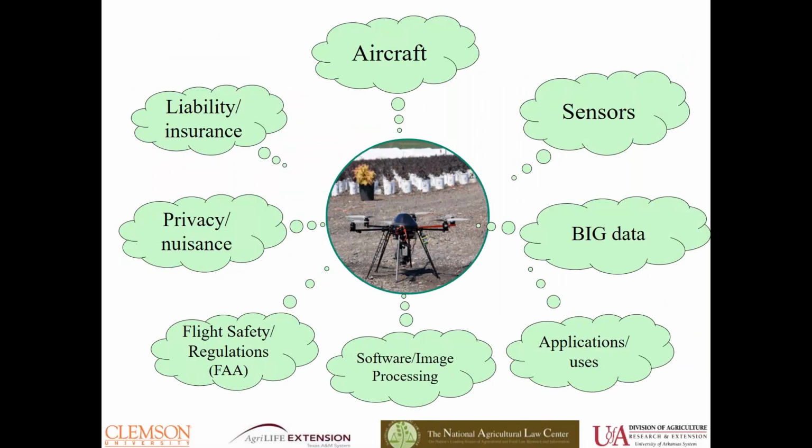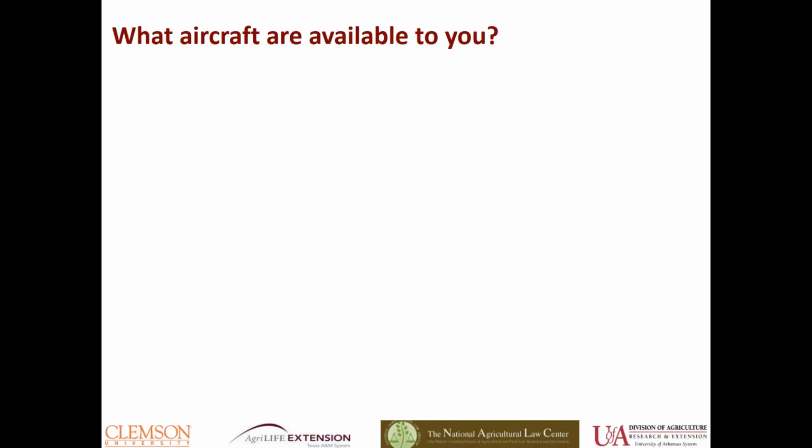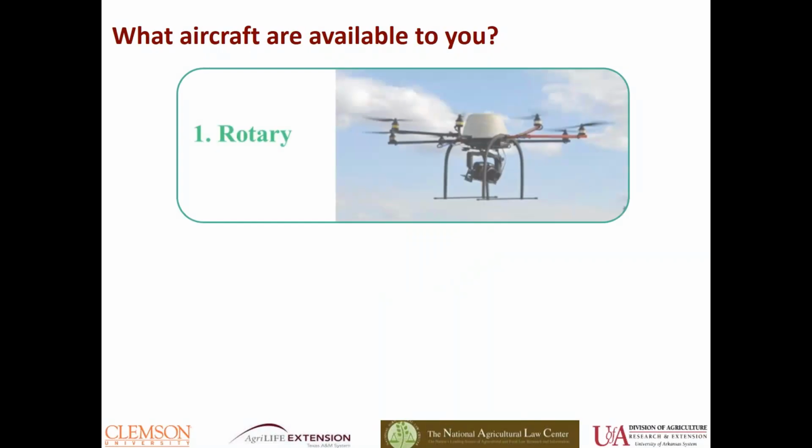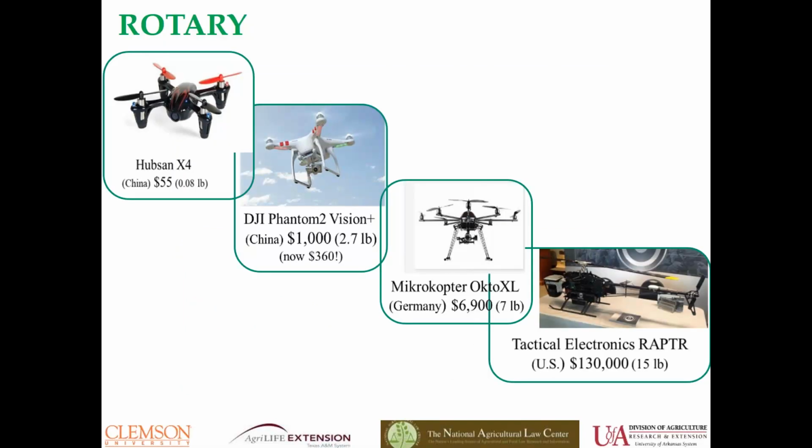Remember that there are lots of issues to discuss when dealing with SUAS, and this session will provide an overview of the types of unmanned aircraft available to you. The 2 broad categories available to you are rotary and fixed wing. We will begin by covering rotary aircraft. These can range from the small Hubsan X4 to the larger Raptor from Tactical Electronics.